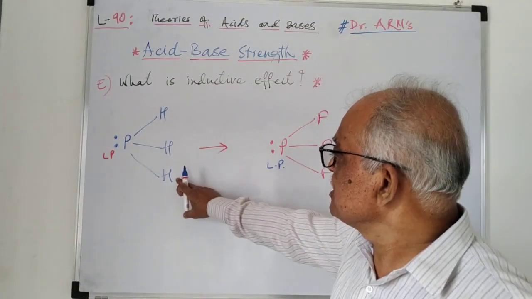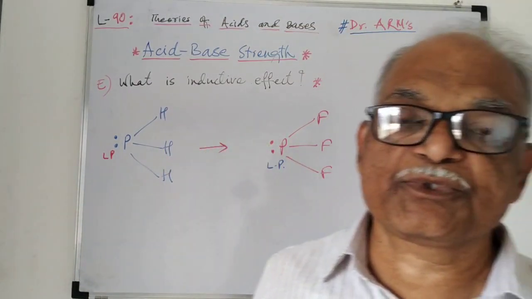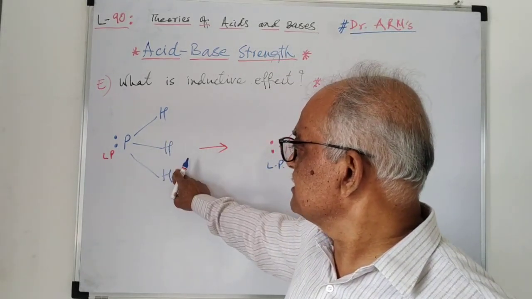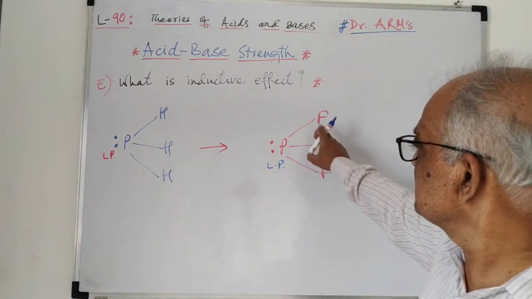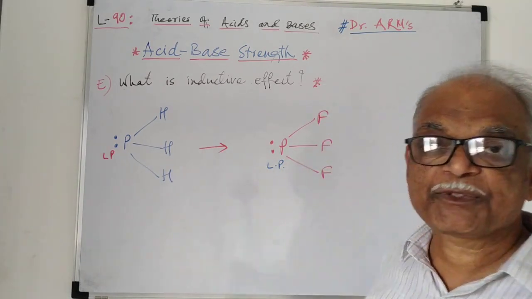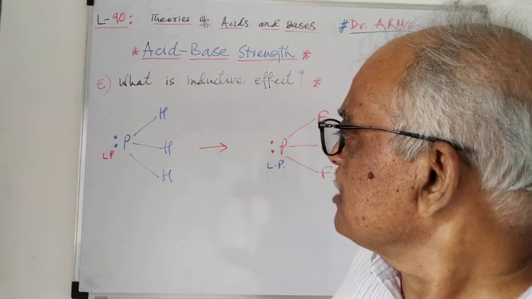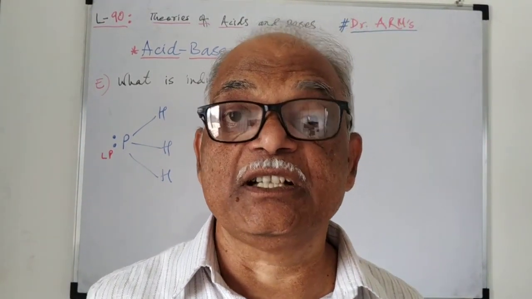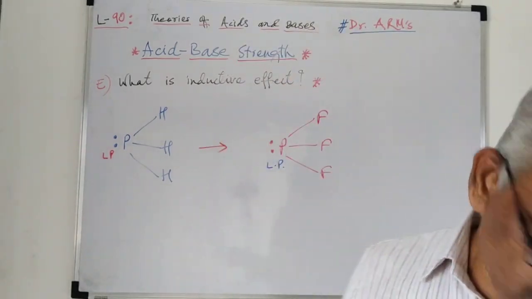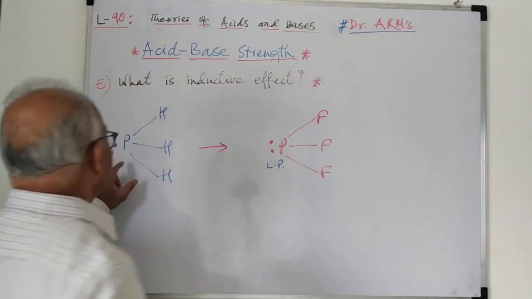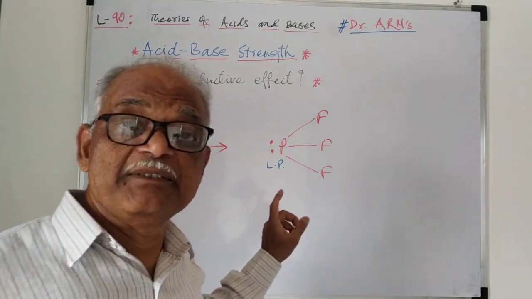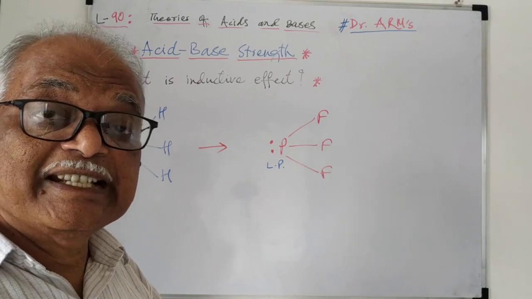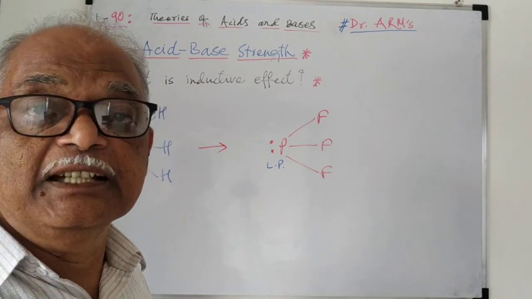So we have seen two species, two compounds of phosphorus, where three hydrogens are there, and another where the three hydrogens are replaced by three fluorines. Now we have to see which one is a stronger base and which one is a weaker base. Here, according to Lewis, the base is stronger which is capable of sharing its lone pair more readily.